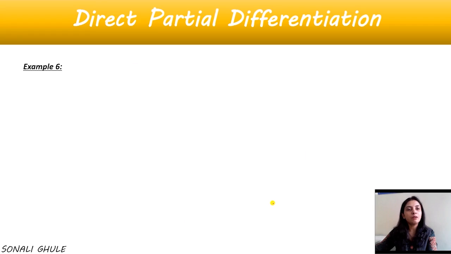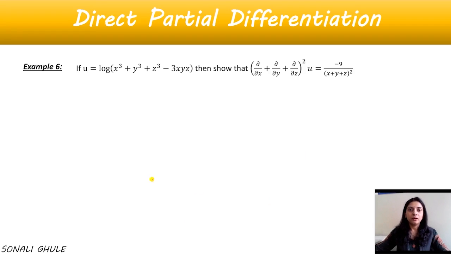So here is our now 6th example on direct partial differentiation. So this is the function here given to us. U is equal to log of x cube plus y cube plus z cube minus 3xyz, and we have to show that dou by dou x plus dou by dou y plus dou by dou z whole square into u is equal to minus 9 upon x plus y plus z whole square.